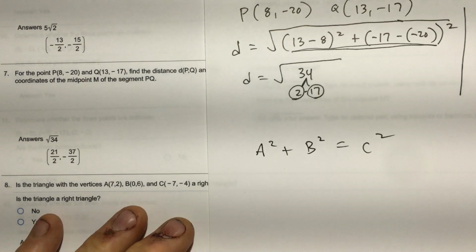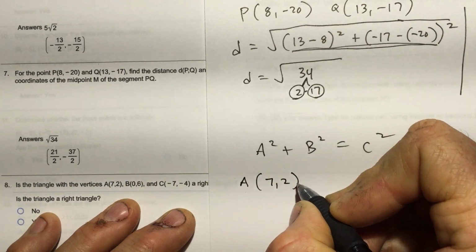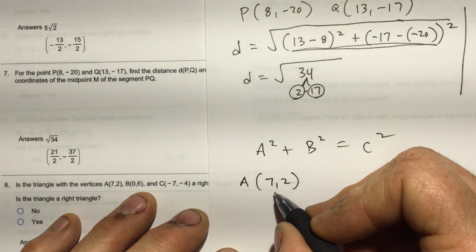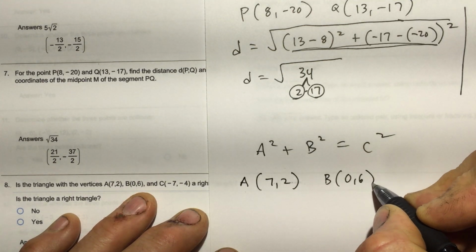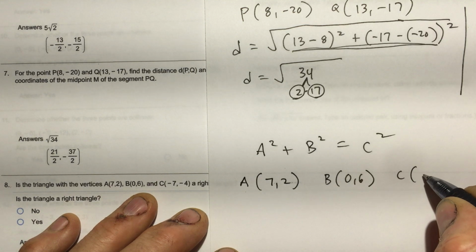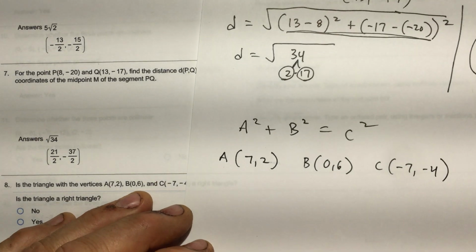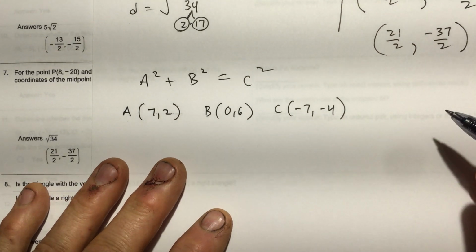All right, so we have these vertices. We got A, which is 7, 2. Now this is a different A, B, and C here. This is the point A. We got point B, which is 0, 6. And we have point C, which is -7, -4.